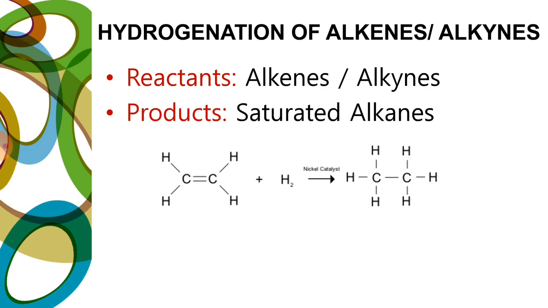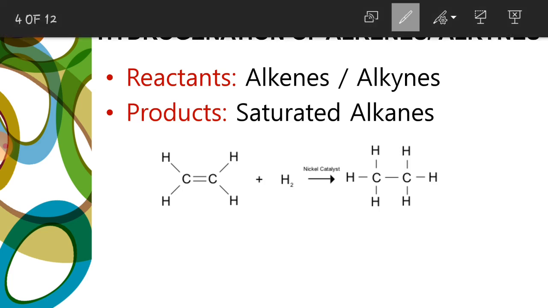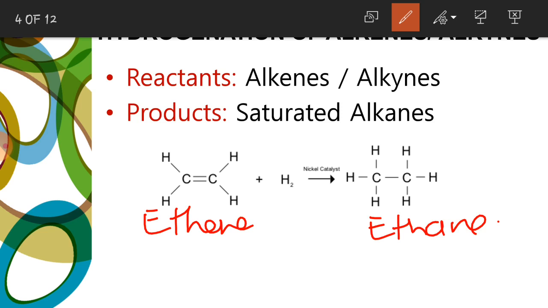This is an example of a hydrogenation reaction. Here you may see that ethene is being converted into ethane. Now what happens is that the pi bond between these two carbon atoms first breaks. After the breaking of the pi bond, there is the presence of an unpaired electron on each carbon atom. This unpaired electron forms a bond with a hydrogen atom. This results in the formation of ethane.